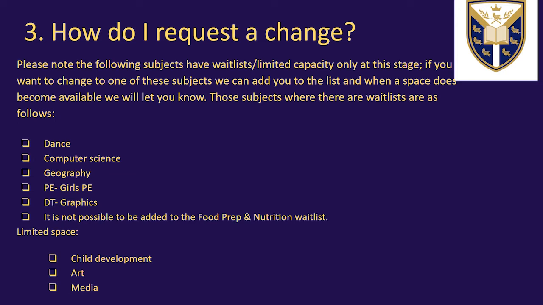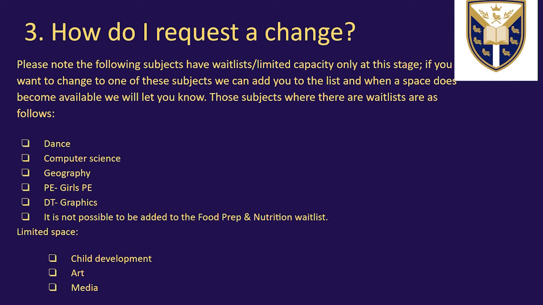I would also just add as a caution, do not change into a subject because you think you will be with your friends. In many subjects, there are more than one class, so you may be allocated to a different class. So the subjects where there are waitlists only at the moment: dance, computer science, geography, the girls' PE group, DT graphics, and as I said before, we won't accept anyone else onto the food preparation and nutrition waitlist. It will be unlikely that we will be able to allocate everyone on that waitlist to food preparation and nutrition, and this will depend on students wanting to change out of food.